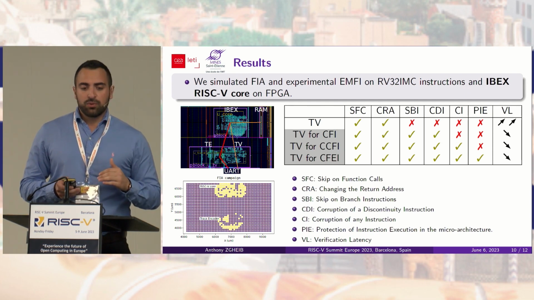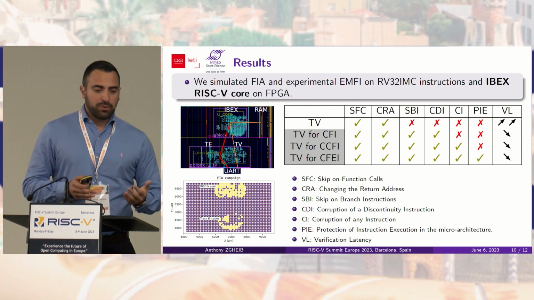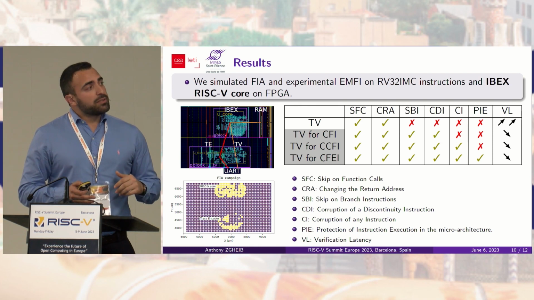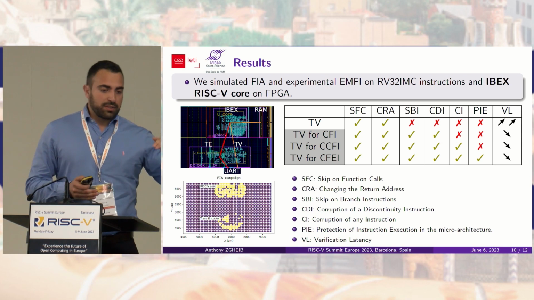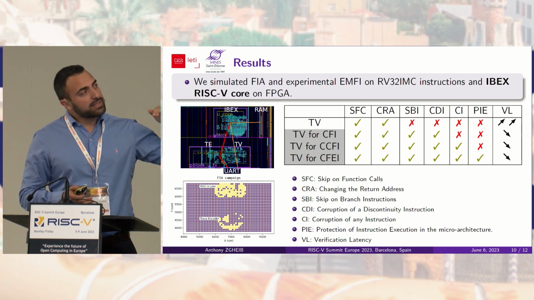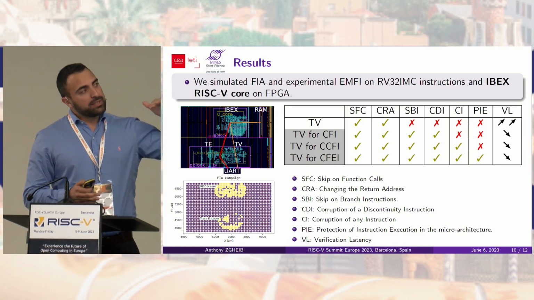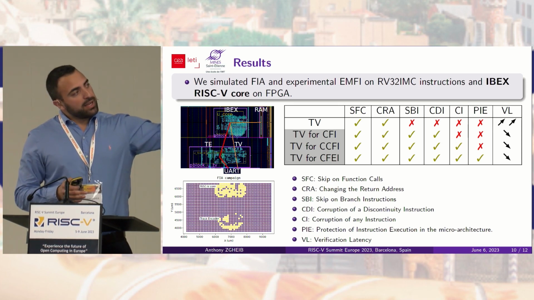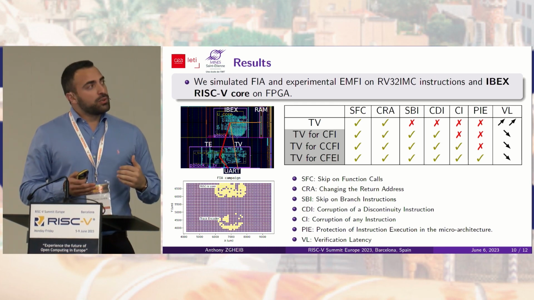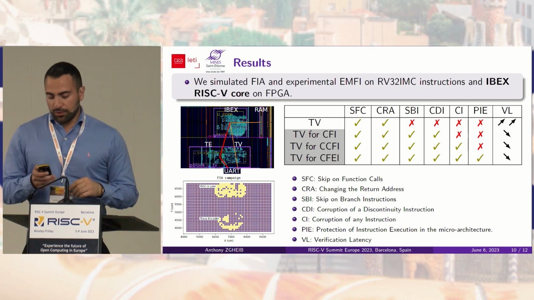So the TV is a solution that followed the trace encoder standard, with which we can detect skips on function calls, and also detect if the return address has been changed after calling a function. And we can see that the other solutions enhancing the trace encoder standard, TV4CFI, CCFI, CFEI, can detect more threats depending on the granularity of our protection. With this enhancement, the verification latency is reduced because the packet is sent after each discontinuity instruction, compared to the one following the norm.